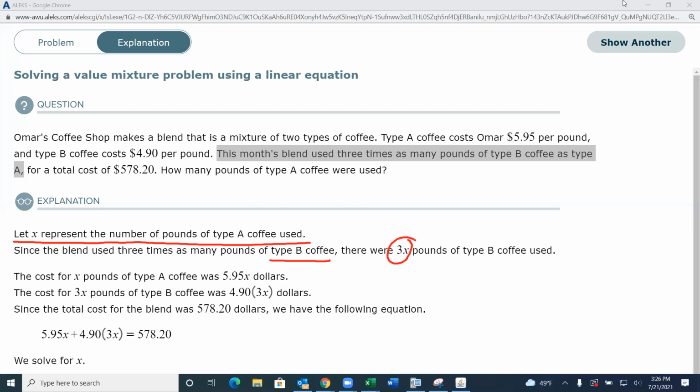All right, so notice we've still only introduced one variable, X. The fewer variables you introduce, the easier the problem is to work with, and the fewer equations you have to come up with. So this is kind of nice.